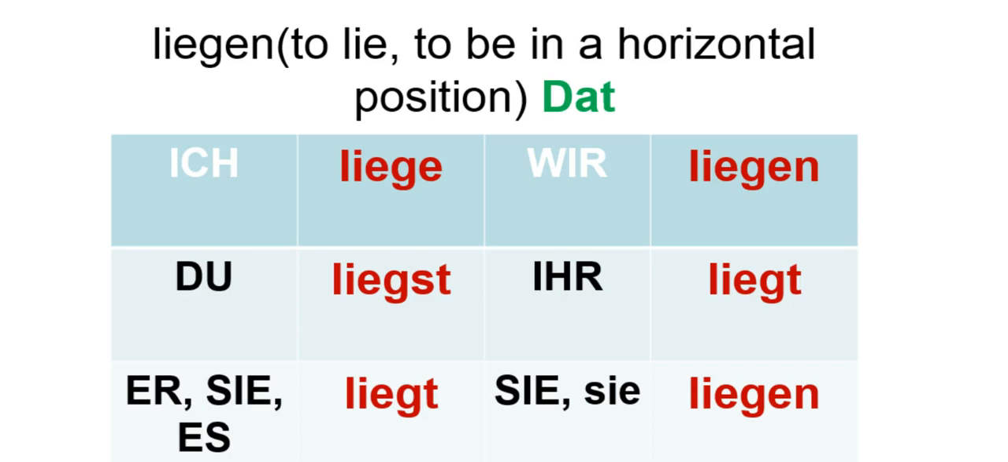Liegen, so this would be the opposite of legen, is to lie or to be in a horizontal position. This will take the dative case. Ich liege, du liegst, sie es liegt, wir liegen, ihr liegt, sie liegen.